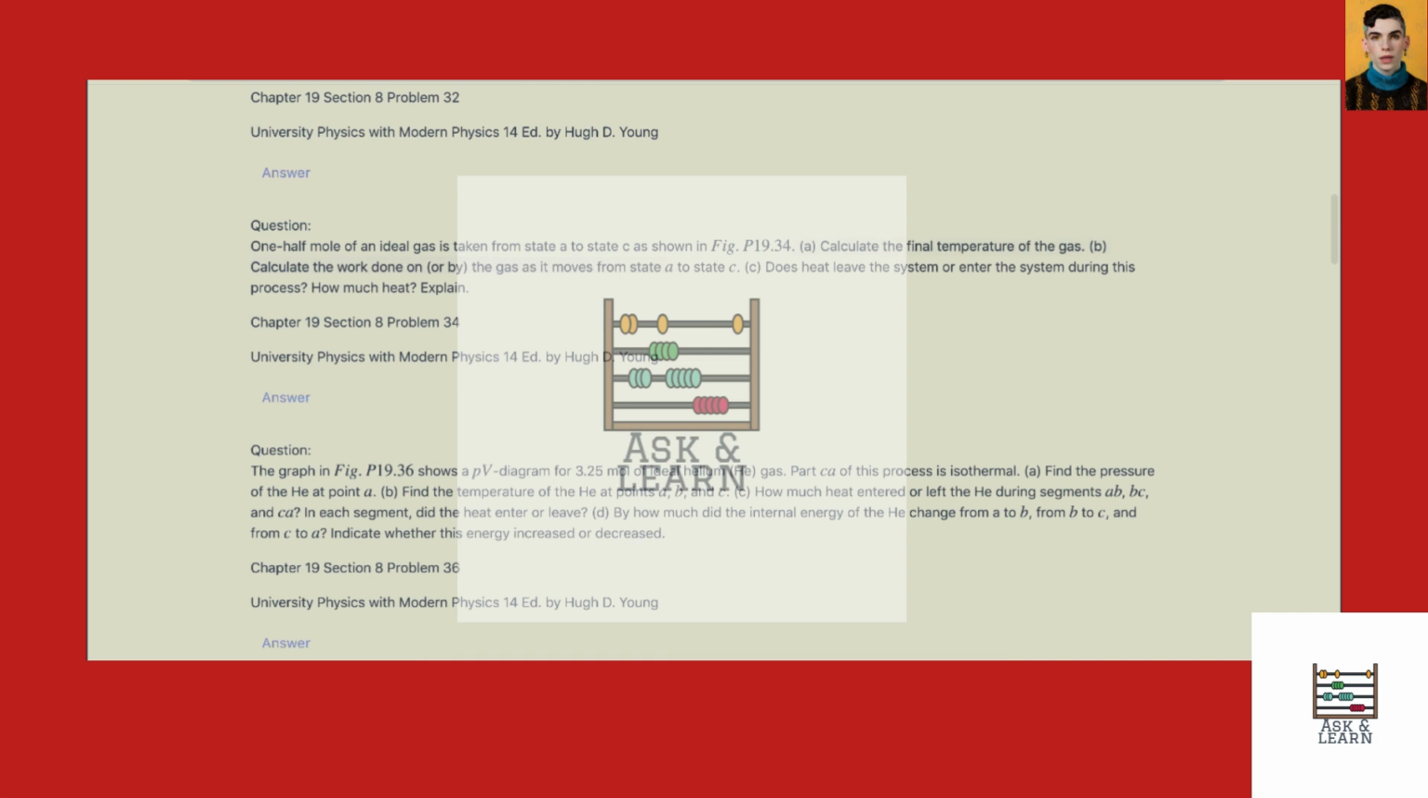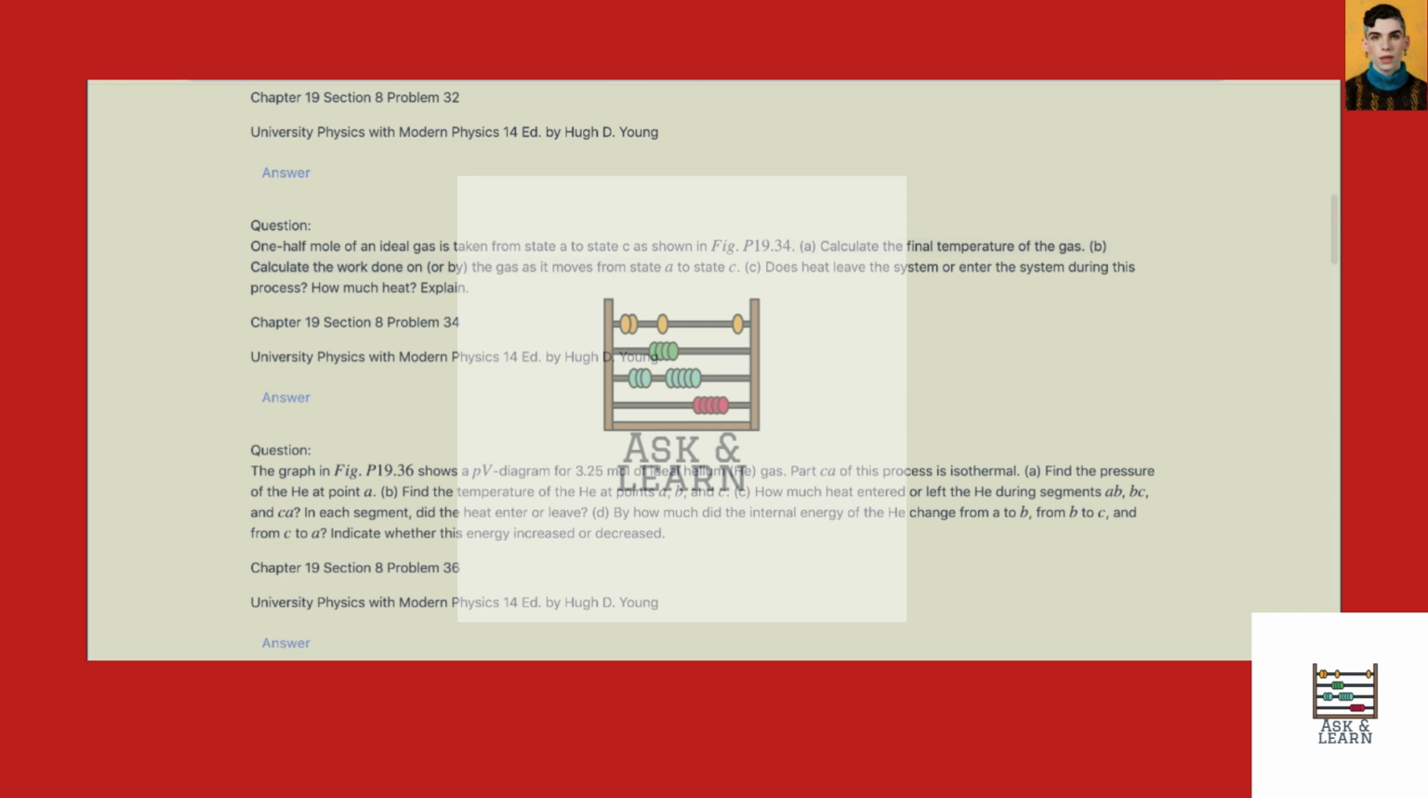One-half mole of an ideal gas is taken from state A to C as shown in figure P19.34. A, calculate the final temperature of the gas. B, calculate the work done on or by the gas as it moves from A to C. And C, does heat leave the system or enter the system during this process? How much heat, and explain.